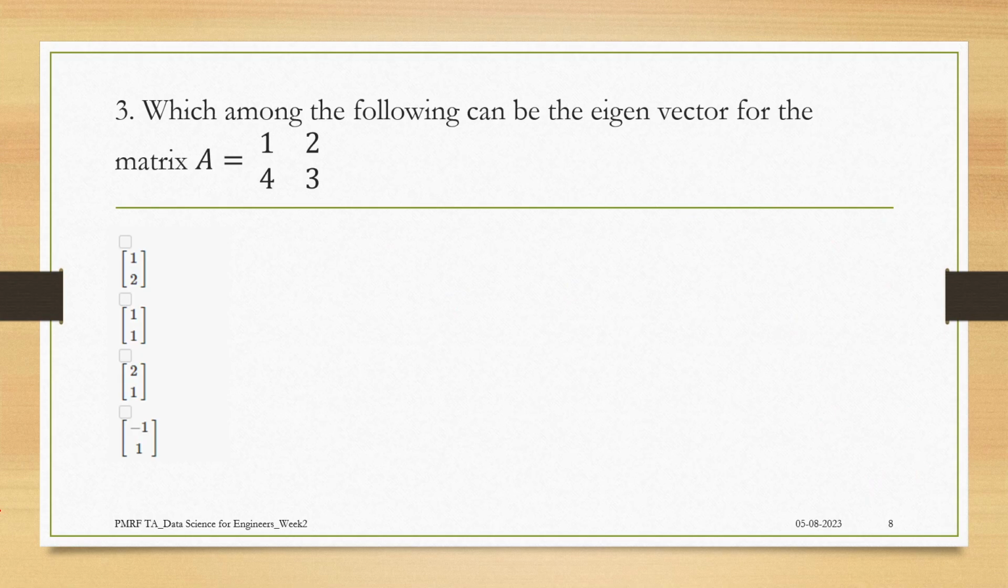Which of the following can be the eigenvector of the matrix A equal to 1, 2, 4, 3? You can find this out and tell me what can be the eigenvector.